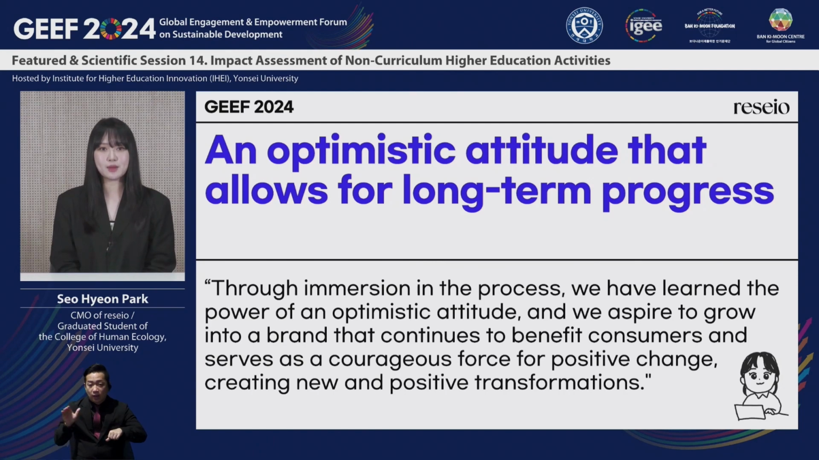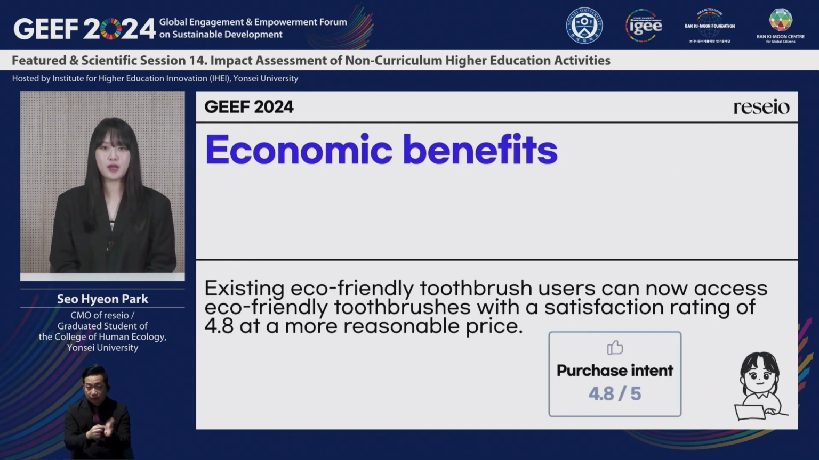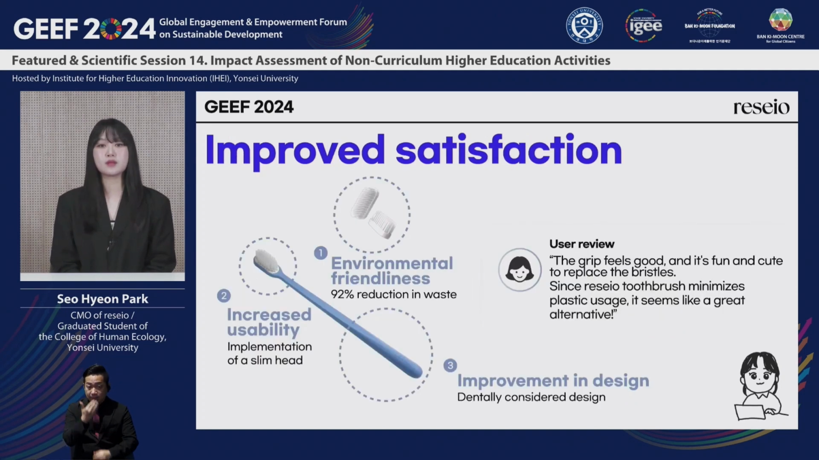And meanwhile, through immersing ourselves in the startup preparation process, we have gained the strength to maintain a long-term optimistic attitude and not give up when faced with challenging situations. The social values that Risio wants to create through problem solving are, first, there is an economic benefit. Users who previously had to pay much higher prices for eco-friendly toothbrushes can now enjoy a more affordable option with a satisfaction rating of 4.8 out of 5 for our prototype eco-friendly toothbrush.